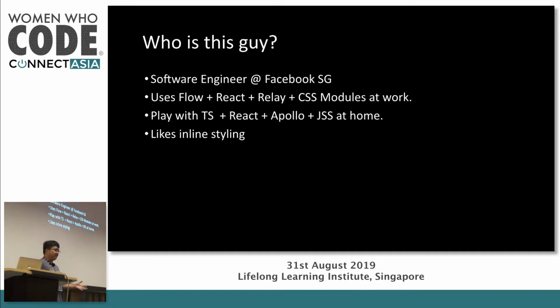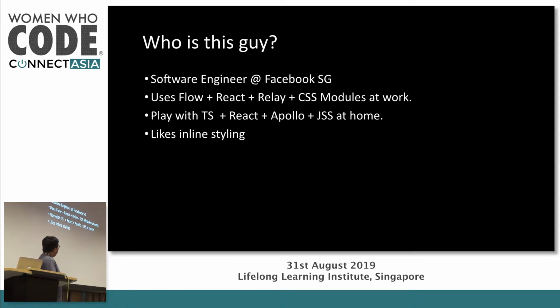So at work, we use this suite of tools to help us develop front-end softwares with Flow plus React. Flow is a type checker for JavaScript, similar to TypeScript. And we use Relay to query GraphQL backend and CSS modules to help us manage our CSS and stylings.